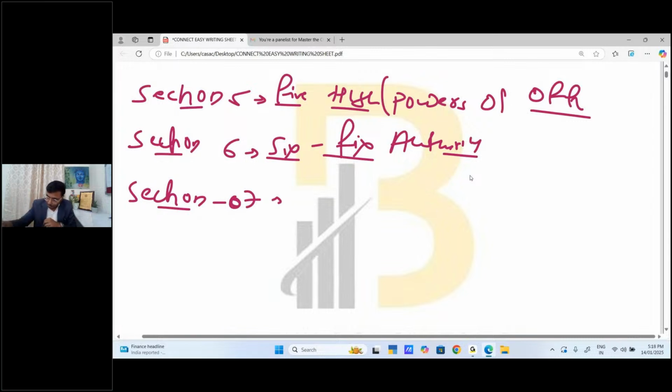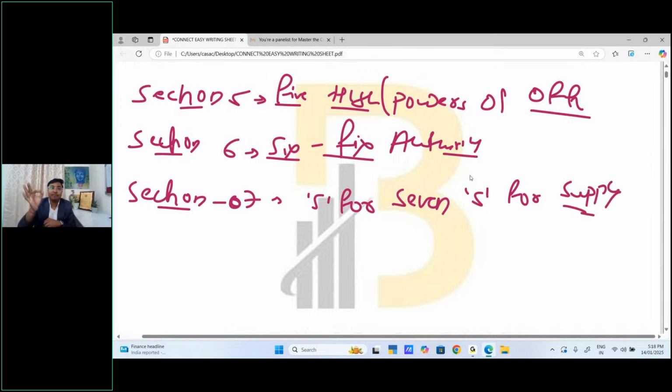Section number 7, the memory technique is as for 7, as for supply. The memory technique for section number 7 is as for 7, as for supply, and the government has given the definition of the term supply as supply includes. Sir, there is importance of each and every word. Supply includes. They have not used the word supply means. They have used the word supply includes. Why? Because the government wants a wider definition. If they want to add something, they can easily do so through this word supply includes.